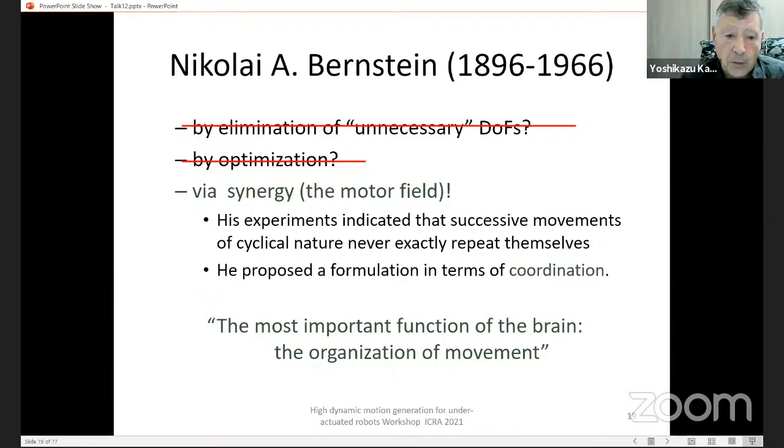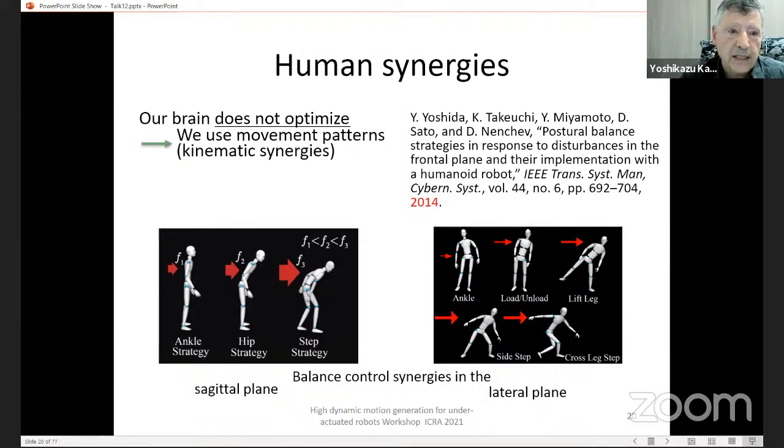In the field of humanoid robotics, it is so important to think of this, to think of the brain, and we have to understand how this works. There are simple synergies already known and used in humanoid robotics. On the left side, in the sagittal plane, you have the ankle strategy when you have a slight push in the back, then with a stronger push you have the hip strategy, and with a still stronger push, the step strategy. On the right side, in the lateral plane, again depending on the push, you have different synergies.